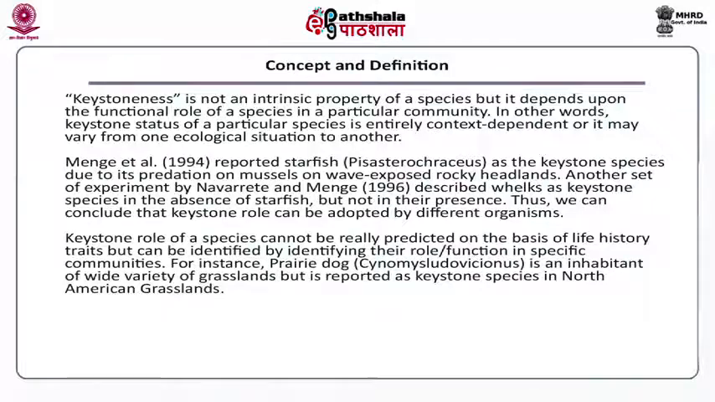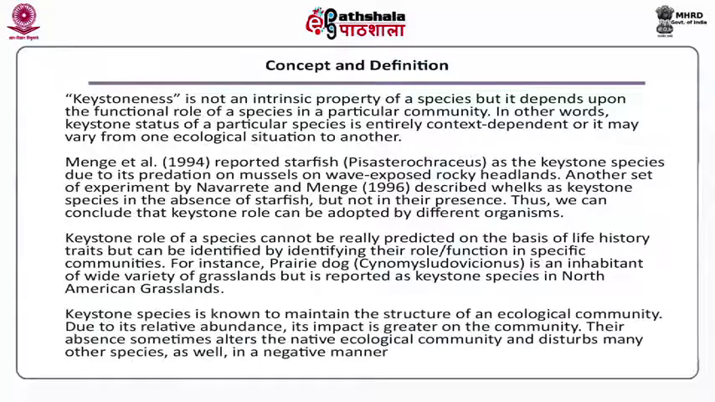The keystone role of a species cannot really be predicted on the basis of life history traits, but can be identified by identifying their role or functions in a specific community. Let me give you some examples. Prairie dog is an inhabitant of a wide variety of grasslands, but is reported as a keystone species in North American grasslands. Keystone species are known to maintain the structure of an ecological community.